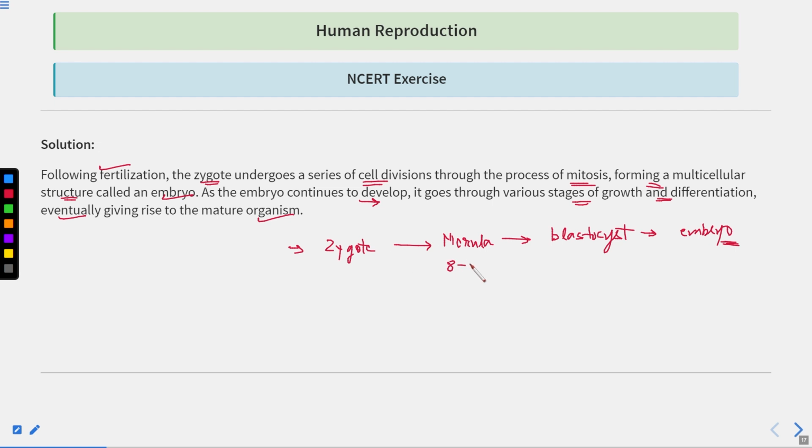Clear? Morula is a stage that contains 8 to 16 blastomeres. Then blastocyst is formed by the division of the morula. Then some blastomeres, present at the periphery, on the outer surface, form the trophoblast, and some of the blastomeres present on the inner side form the inner cell mass. The inner cell mass differentiates into the embryo and the trophoblast gets implanted into the uterine wall. Clear?